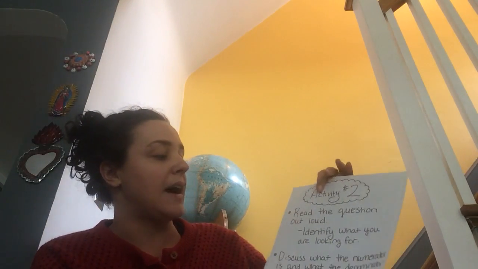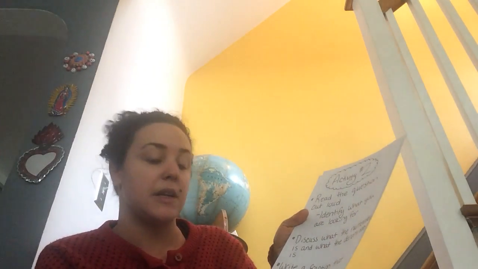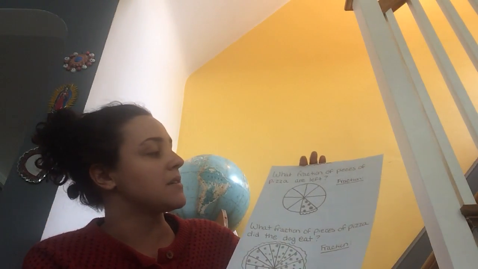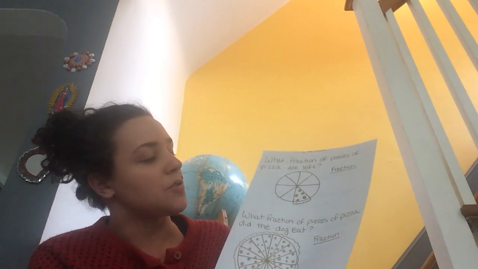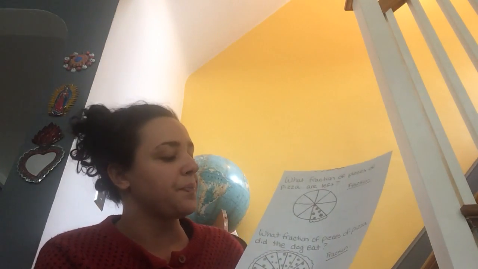Activity 2, students will read the question out loud, identify what you are looking for, discuss what the numerator is and what the denominator is, and write a fraction that solves the question. So this question asks, what fraction of pieces of pizza are left? In that case, the student would hopefully correctly write 1/8.